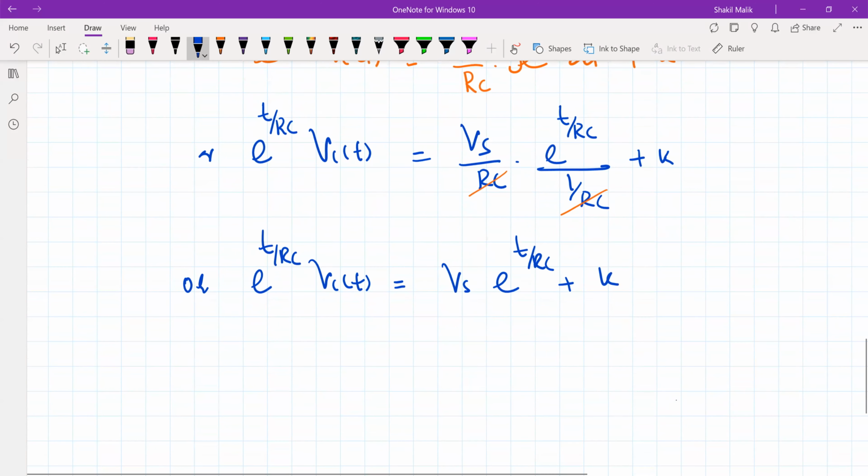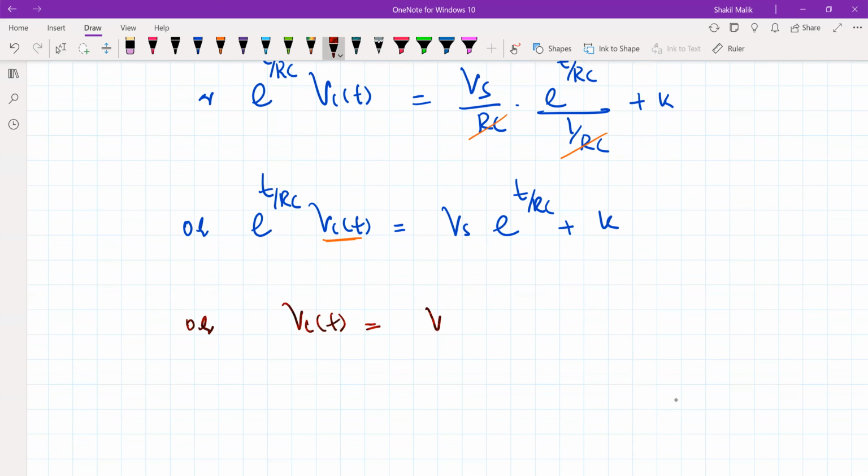Now what's our aim? Our aim is to obtain Vc(t). So dividing both sides by e to the power of t by RC, we'll get Vc(t) equal to Vs plus k times e to the power of minus t by RC.